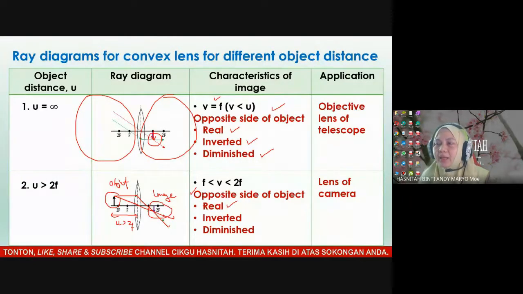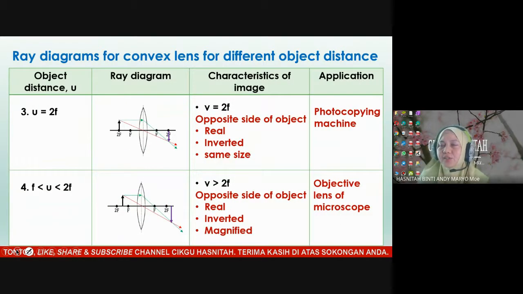And then upright or inverted: it is inverted. And it is diminished. You can see the image is smaller. It is below, inverted, real, lower than 2f, while the object is greater than 2f. You can see the size of the image is smaller than the size of the object, so we say it is diminished. So where to apply this position? On the lens of a camera.